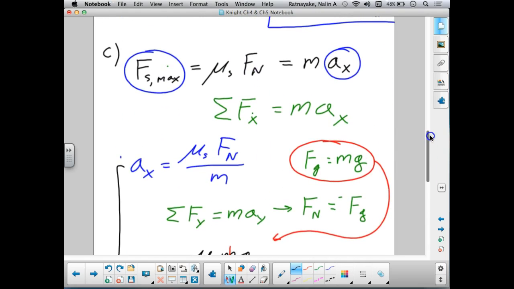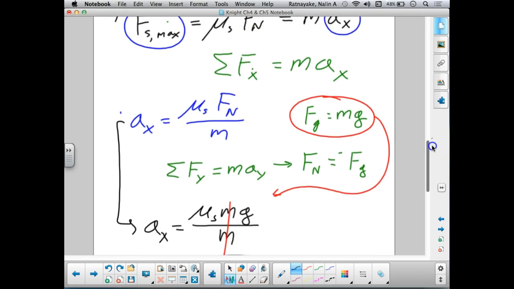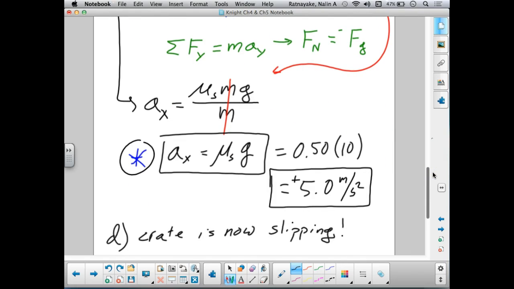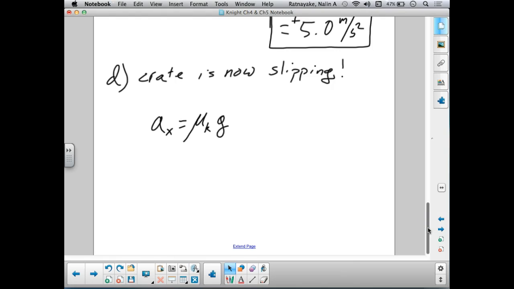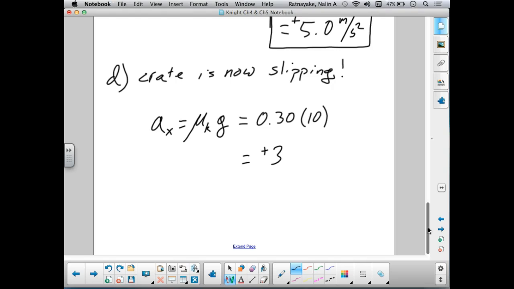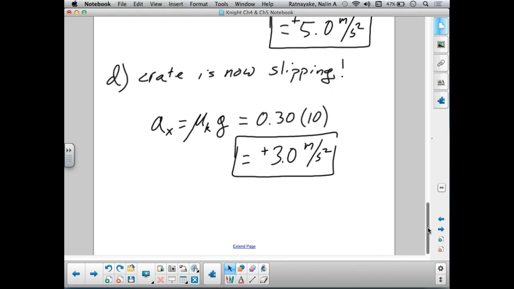Notice that if we had immediately started doing plug and chug, if we had started punching in numbers right away, and we didn't solve for this first, we would have to punch in all those numbers again for a slightly different problem. Instead, now that we found an analytical solution, a relationship between acceleration, the coefficient of friction, and the acceleration due to gravity, all we need for part D is a one-liner, which is great, because this is very straightforward. 0.30 times 10. The acceleration of the object is 3.0 meters per second squared. Okay, so there we are. We're done with problem 31.